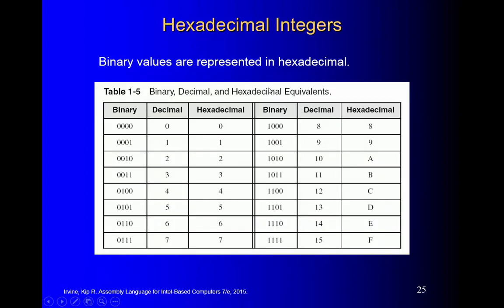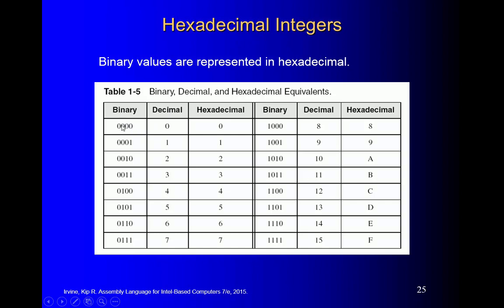Hexadecimal number is a different number system. People use hexadecimal as a shortcut for binary. Binary numbers can be very long and hard to read. So we give a shortcut by using hexadecimal numbers. Let's take a look at this table.